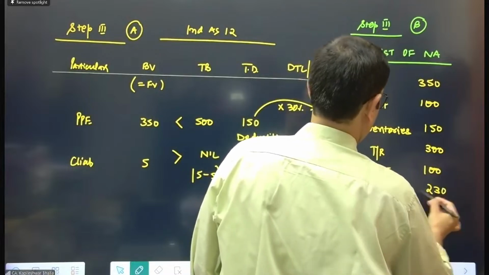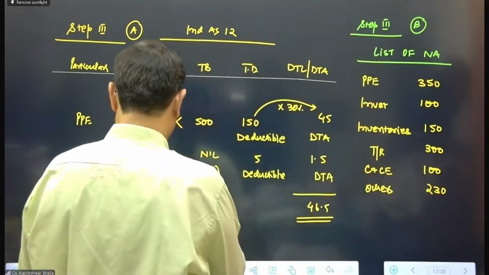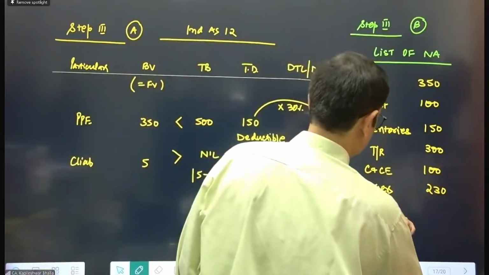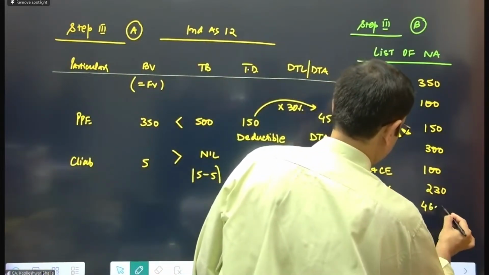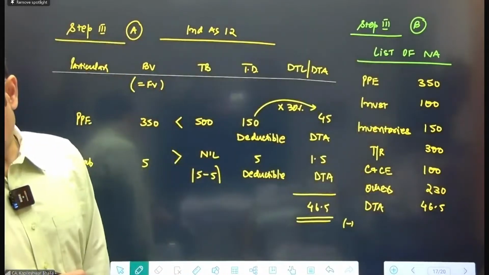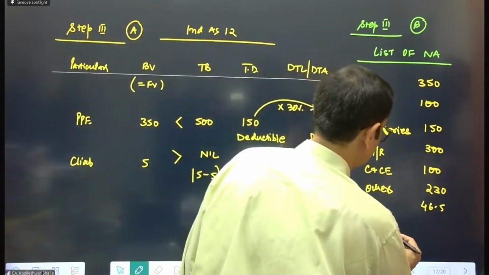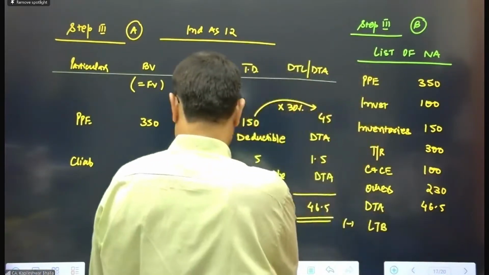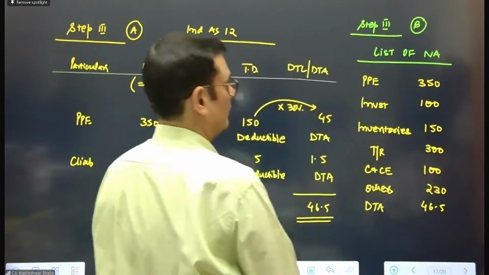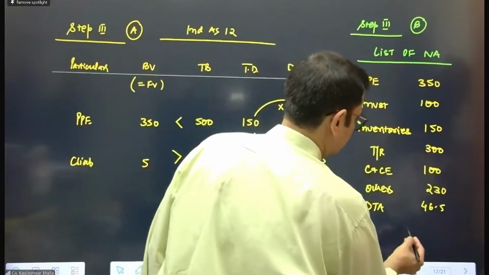Then DTA we have to put. Oh, yes, we need to add the DTA in step number 3A. So let's take the DTA 46.5. Then we have to put liabilities. Correct. So that is long-term borrowing is 200. I think I'll just put it on the other page, it'll become messy. So first we can just add these assets.